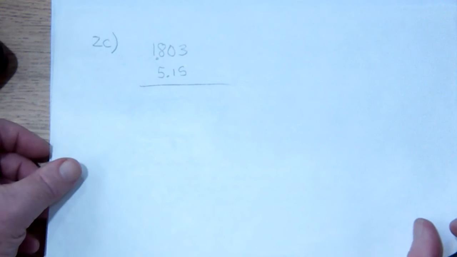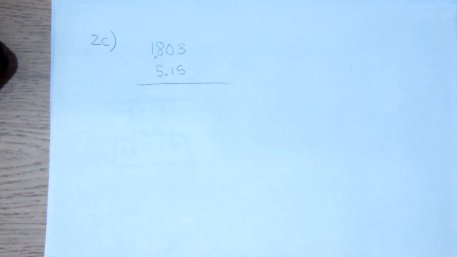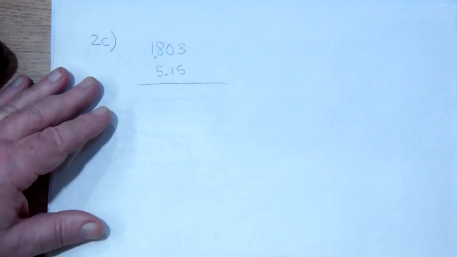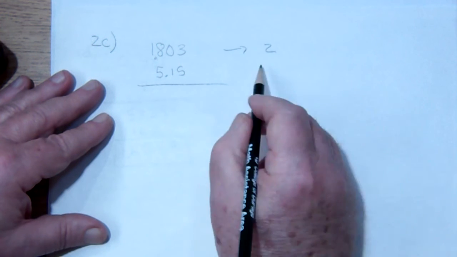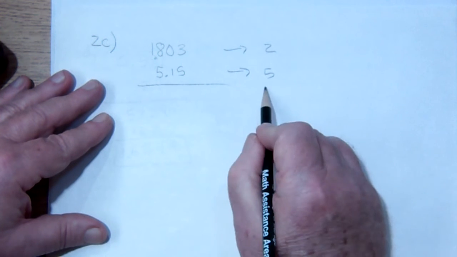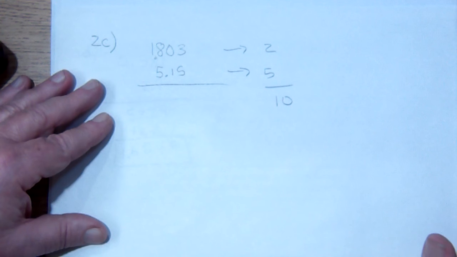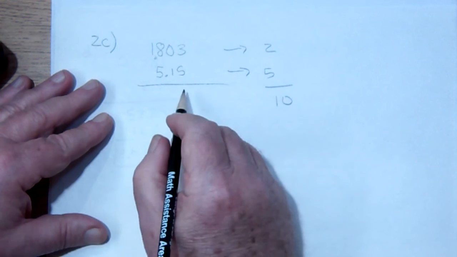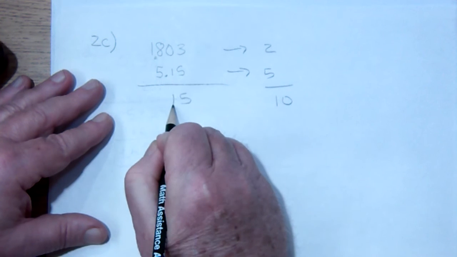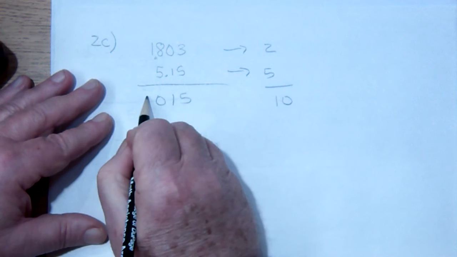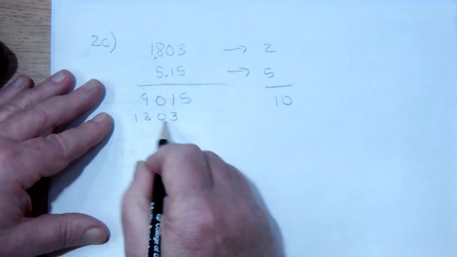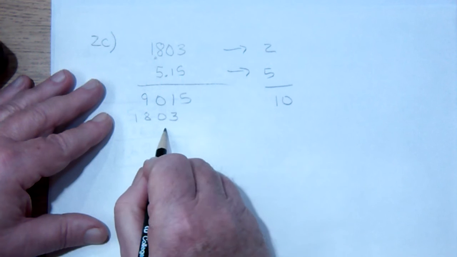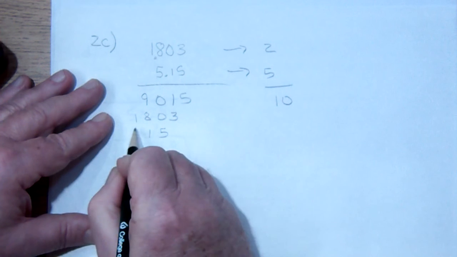Let's do another example. Now this is called problem 2C later, and I'm supposed to estimate the answer here. So I'm going to say, well, this is about 2, and this is about 5, so I expect my answer to be about 10. Now let's actually do the multiplication and see what we get. And that 5 is the same as that 5. So this is what we get.